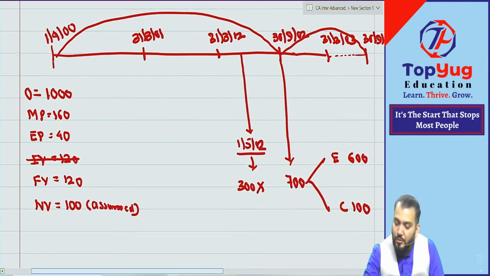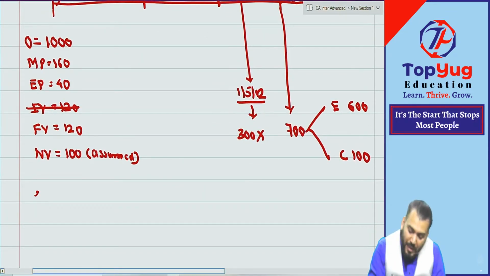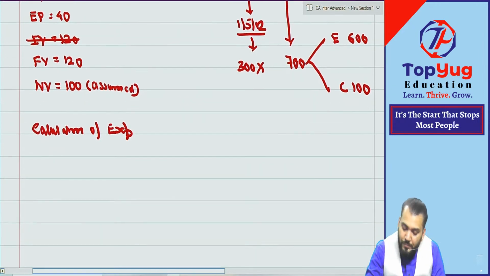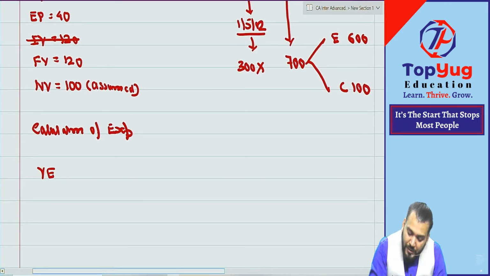Now we can do the working note. So, calculation of expense. We write down 4 columns: Year end, Working.